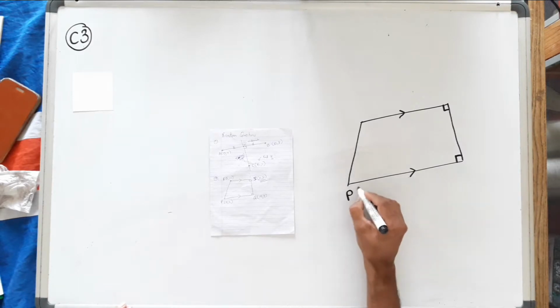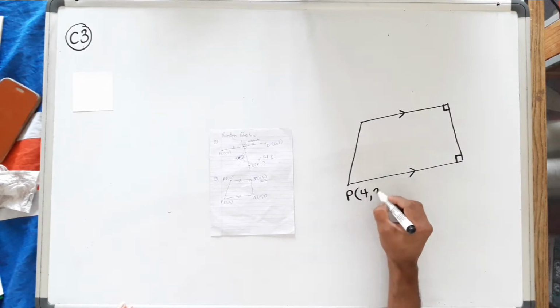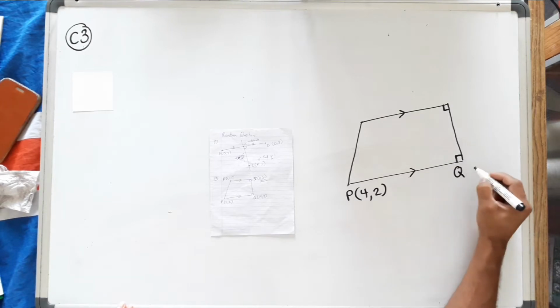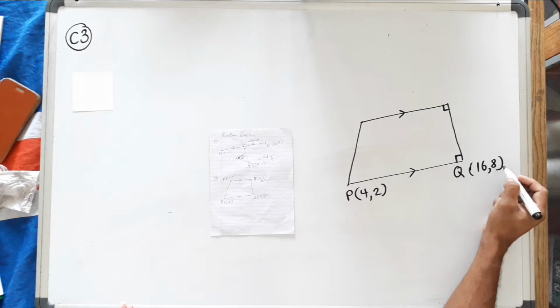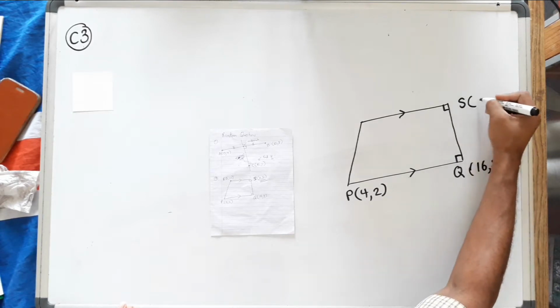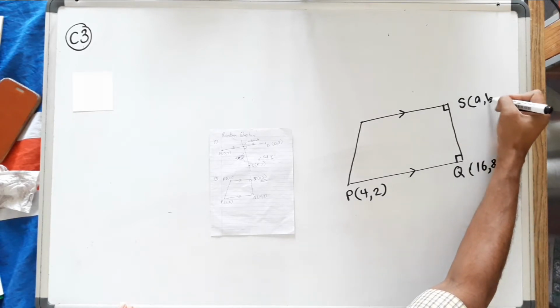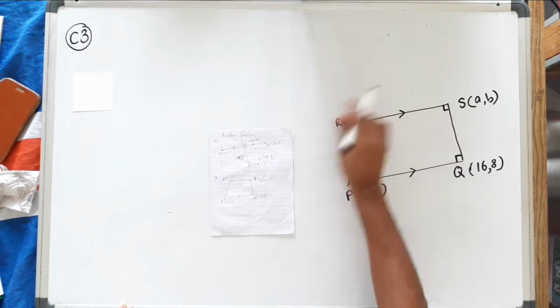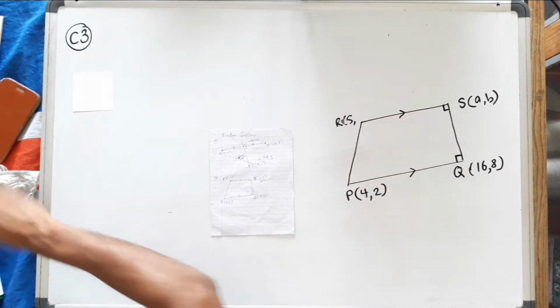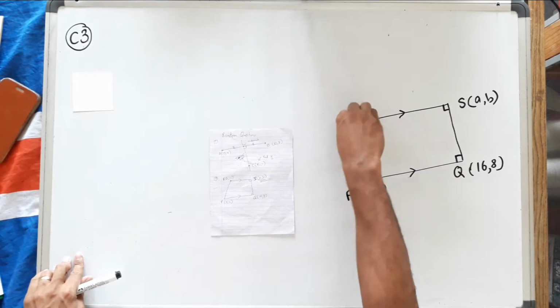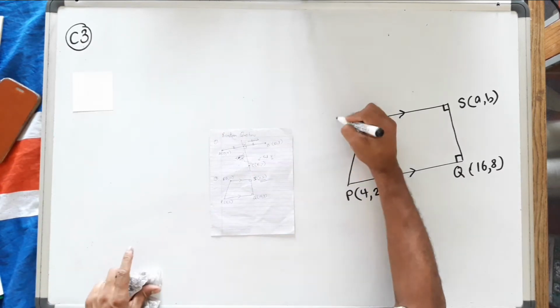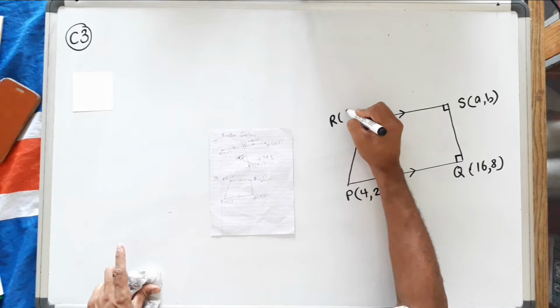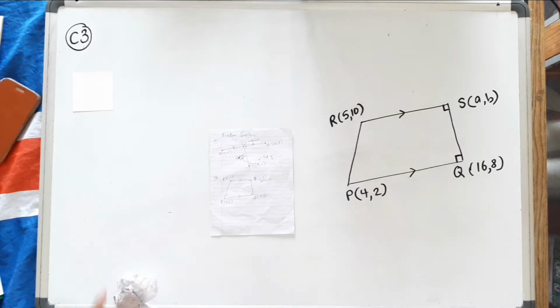This is going to be the point P, which is (4, 2). Q is going to be (16, 8). S is going to be (a, b). And R is going to be (5, 10). I'm going to put it further; I have a good feeling I'm going to need space there.